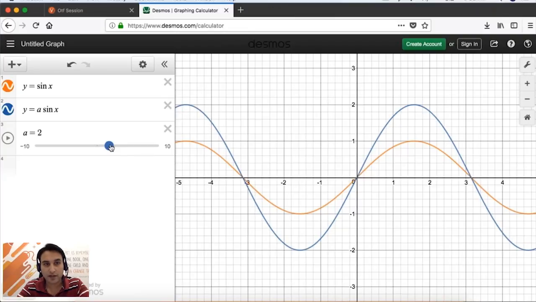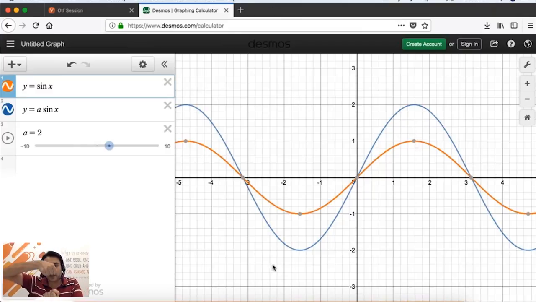Look, this is 2 times sine x. This is the graph of 2 sine x. What happened? Where the sine was 0, it will remain 0. Agree? At pi, both sine and 2 sine are 0, but all the rest of the values got multiplied by 2. So the graph got stretched up.